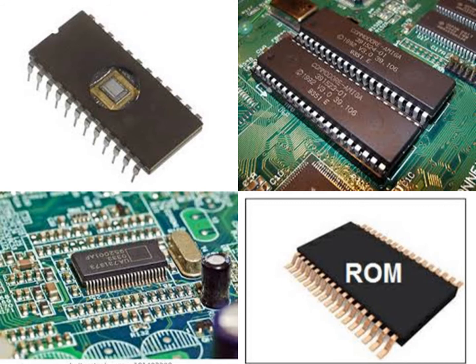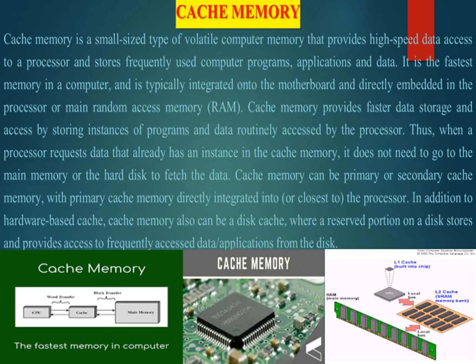Here we can observe the various types of memories which are available in the market. Cache memory. Cache memory is a small sized type of volatile computer memory that provides high speed data access to a processor and stores frequently used computer programs, applications and data.